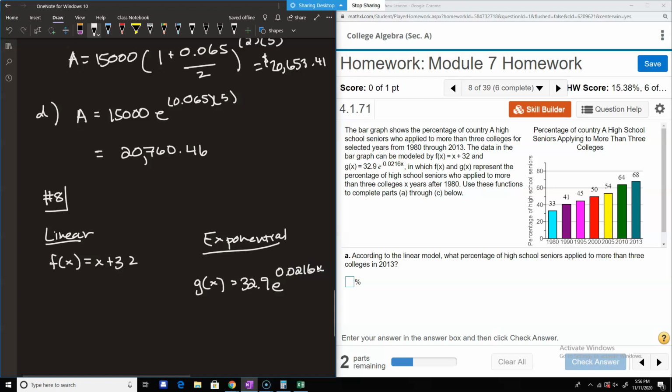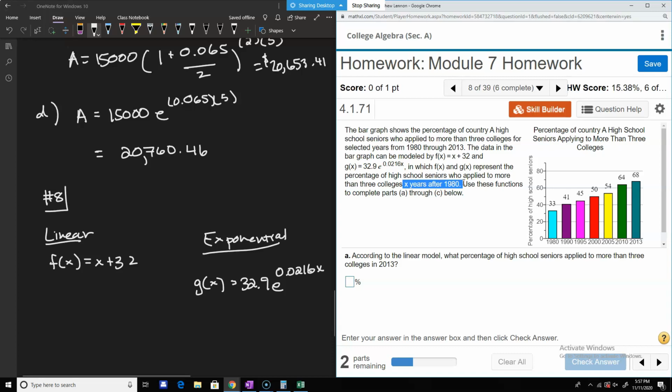Really, there's nothing hard here. You just have to understand the variables and whether we're plugging it into linear or exponential, or if they're asking potentially about the actual data from the graph. So for part A here, it says according to the linear model. So plug it into the linear model. What percentage applied to more than 3 colleges in 2013? Okay, so what is X? It tells me that X is years after 1980. Okay, so 2013 is how many years after 1980? Well, that's 33. So that means plug in 33 for X.